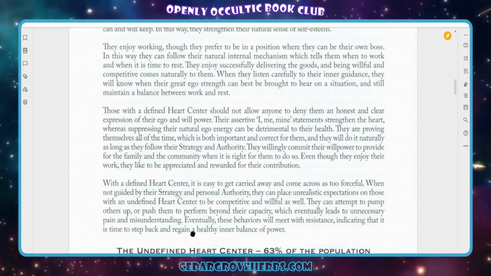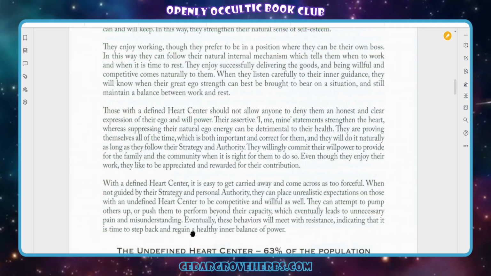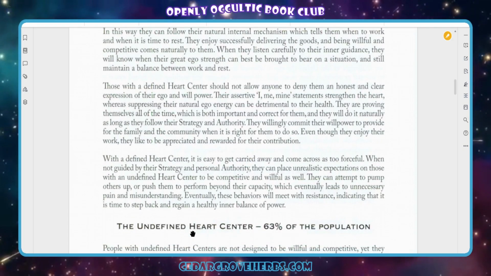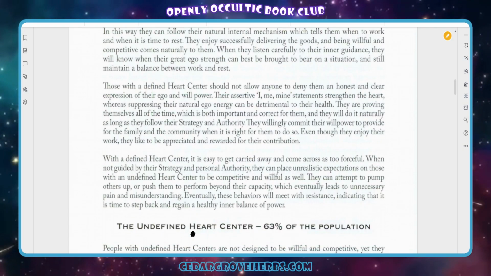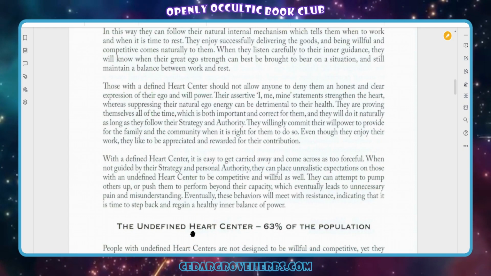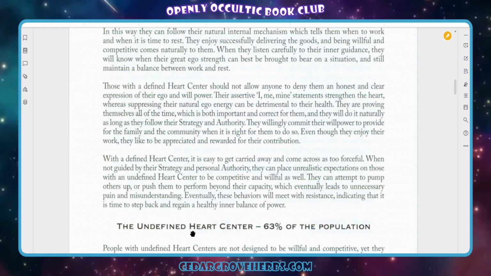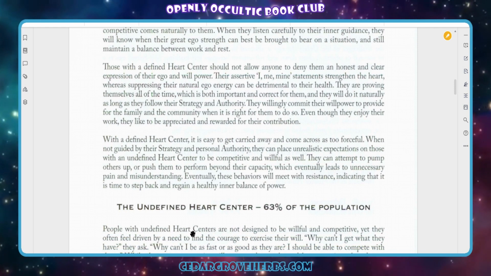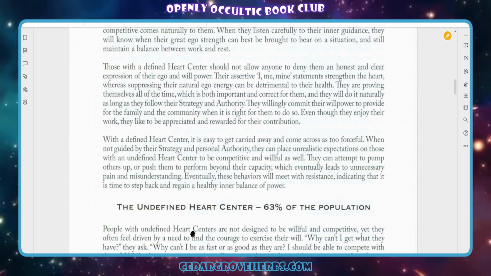They are proving themselves all the time, which is both important and correct for them, and they'll do it naturally as long as they follow their strategy and authority. They willingly commit their willpower to provide for the family and the community when it's right for them to do so. Even though they enjoy their work, they like to be appreciated and rewarded for their contribution.